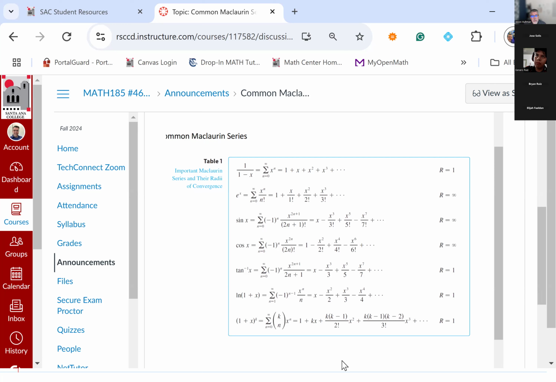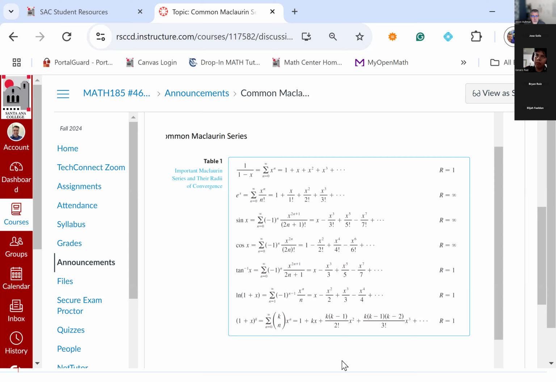Okay, sine x equals this here. It's an alternating series. x minus x cubed over 3 factorial plus x to the 5th over 5 factorial minus x to the 7th. Those are the odd values. The cosine are the even values. Alternating series, 1 minus x squared over 2 plus x to the 4th over 4 minus x to the 6th over 6. Okay, inverse tangent: x minus x cubed over 3, plus x to the 5th over 5, minus x to the 7th over 7.